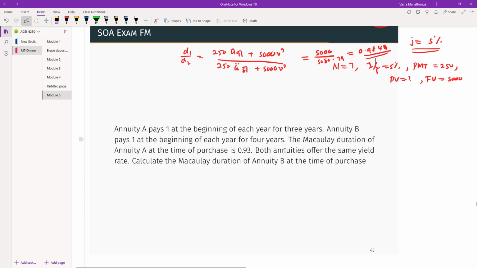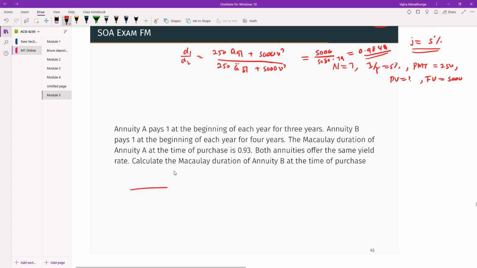So here's another problem, and this one says annuity A pays 1 at the beginning of each year for 3 years. Annuity B pays 1 at the beginning of each year for 4 years. The Macaulay duration of annuity A at the time of purchase is 0.93. Both annuities offer the same yield rate. Calculate the Macaulay duration of annuity B at the time of purchase.